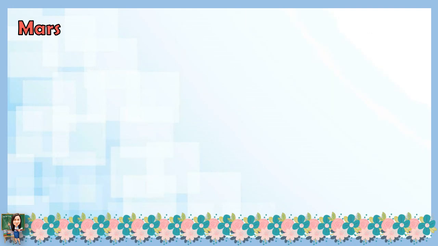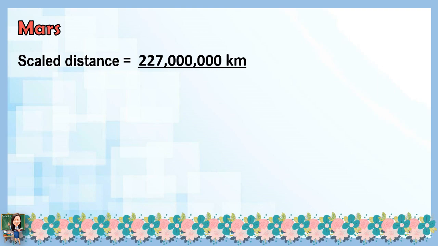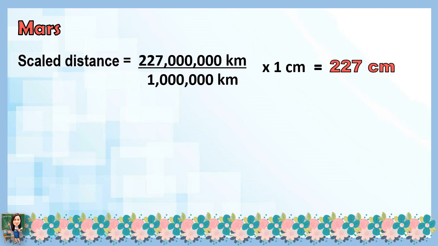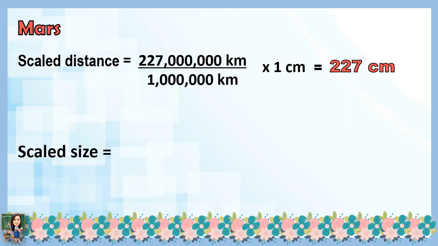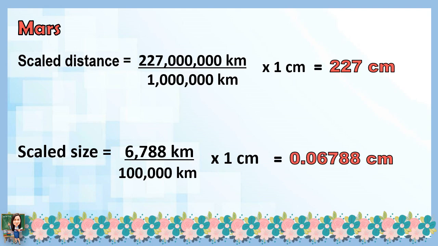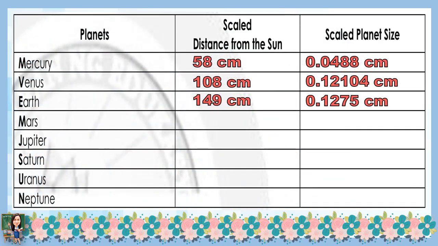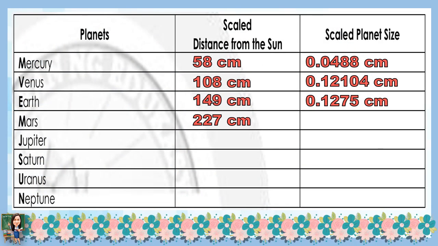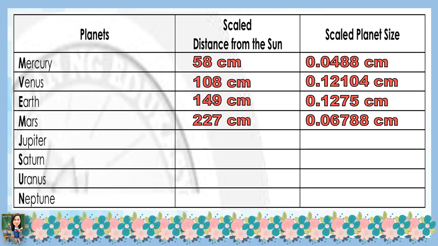Next, Mars. Scale distance, 227 million divided by 1 million times 1 centimeter equals 227 centimeters. Scaled size equals 6,788 divided by 100,000 times 1 centimeter equals 0.06788 centimeters. And this is the scale distance from the Sun of planet Mars and the scaled planet size.